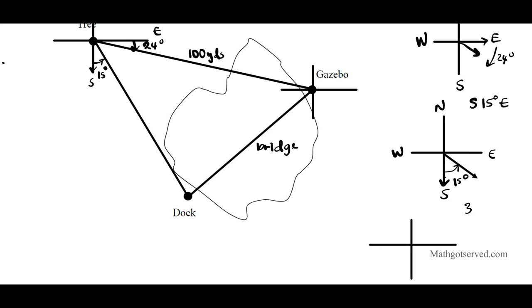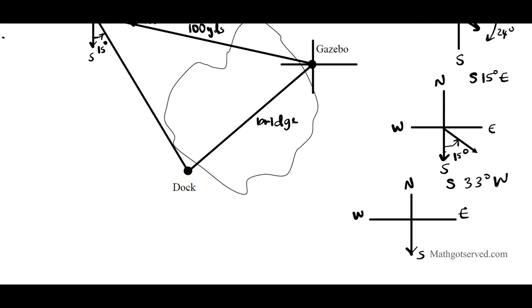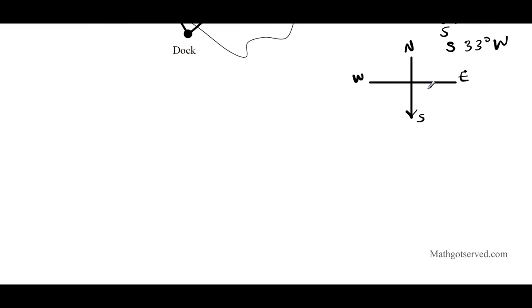33 degrees west of south, from south. Since we're starting from the south, we're going to be facing downwards right here. Since that's your south, we have north, south, east, and west. If we go to the east, we're rotating counterclockwise. East is counterclockwise, west is clockwise. So we're going 33 degrees in the west.